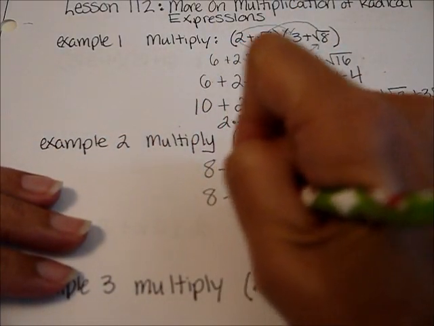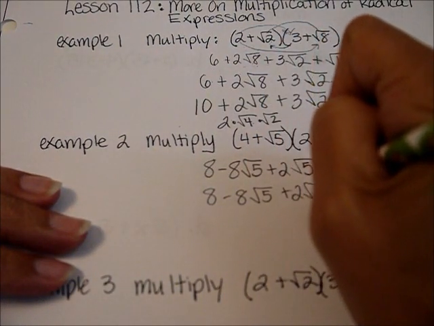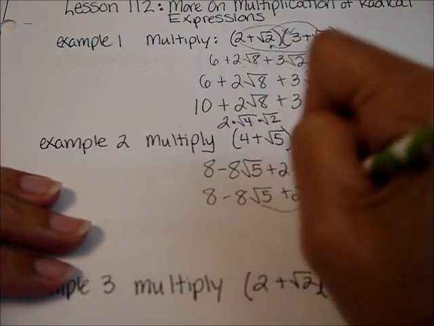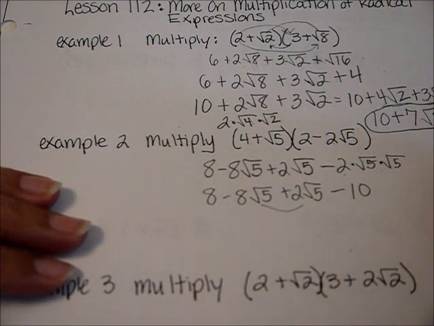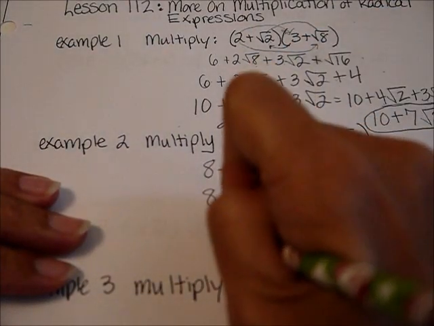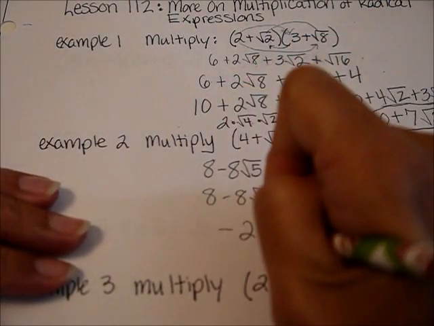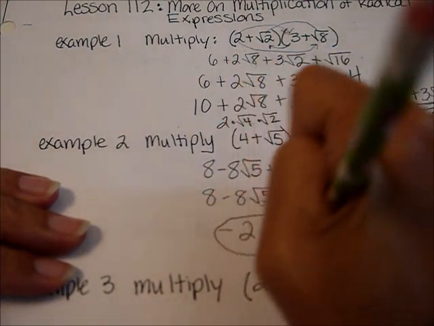So that's 8 minus 8 root 5 plus 2 root 5. I could have put those together right away. Minus 2 times 5, which is 10. So now I'm going to put all that together, and they're all going to be negative. It's negative 2 minus 6 root 5 is the answer.